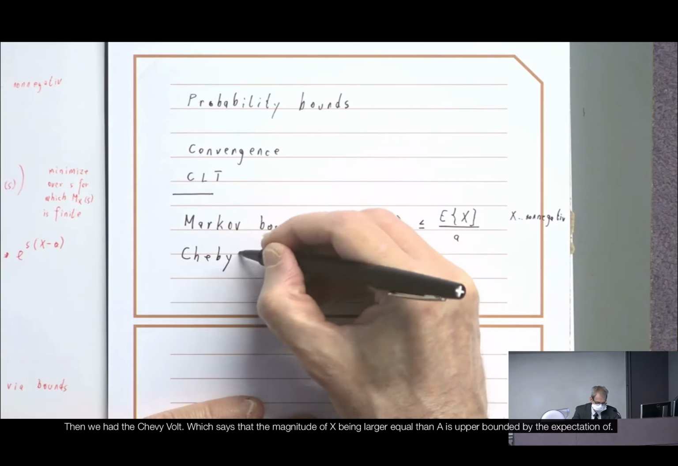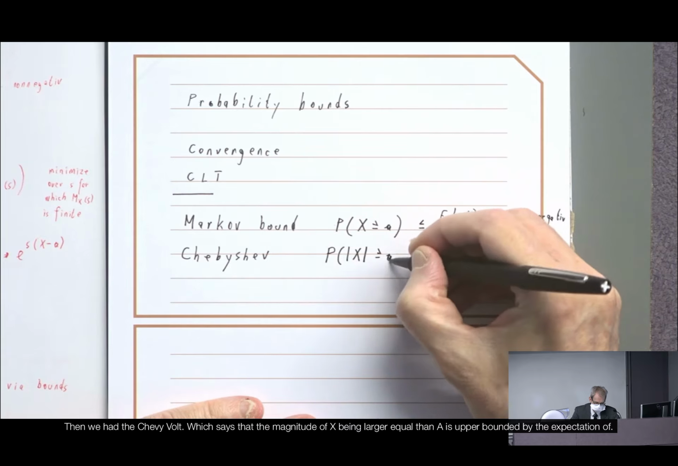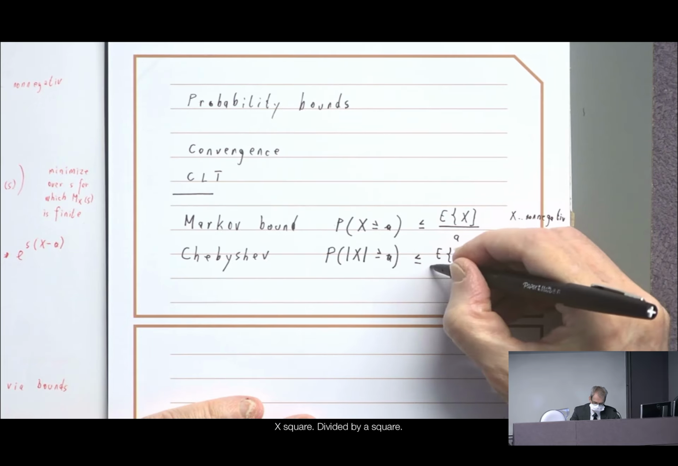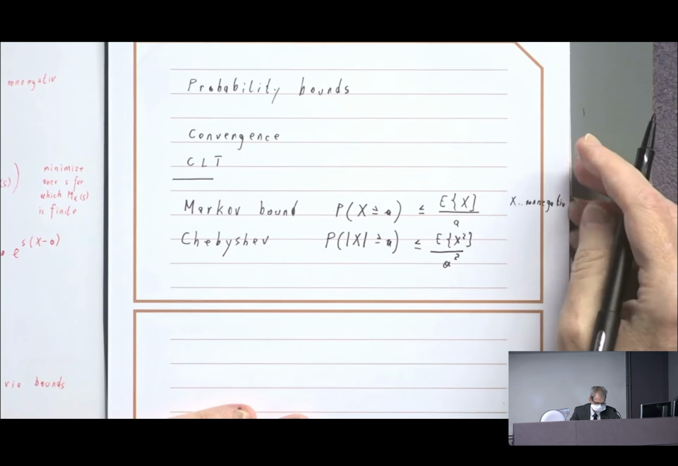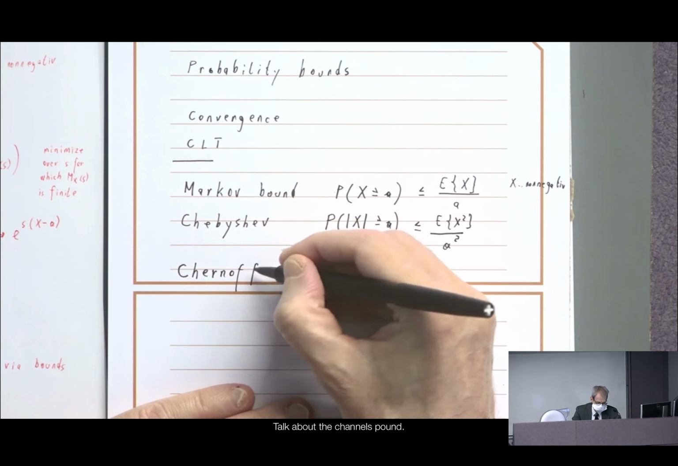Then we had the Chebyshev bound, which says that the probability of the magnitude of x being larger or equal than a is upper bounded by the expectation of x squared divided by a squared. And so today we talk about the Chernoff bound.